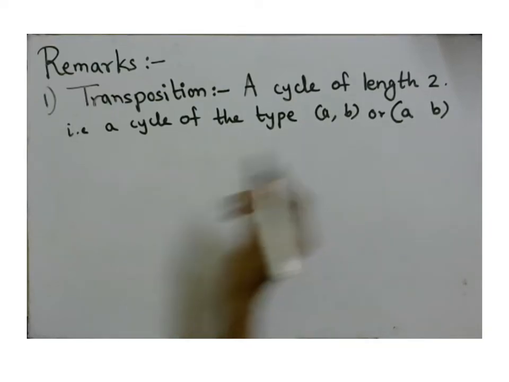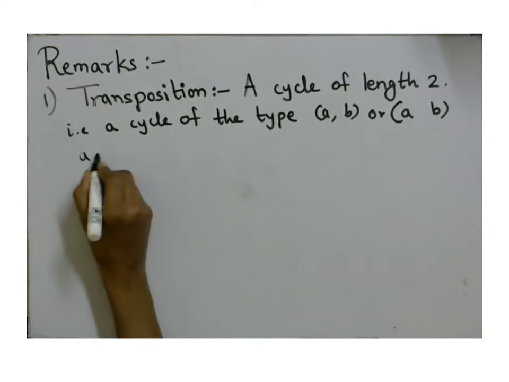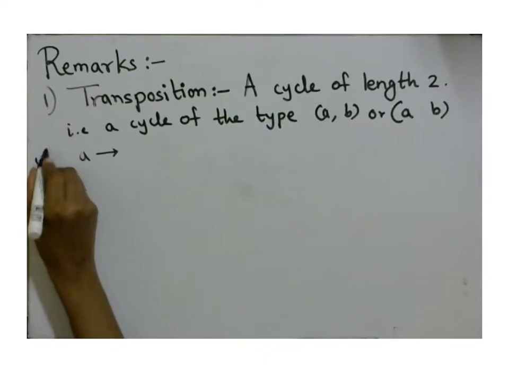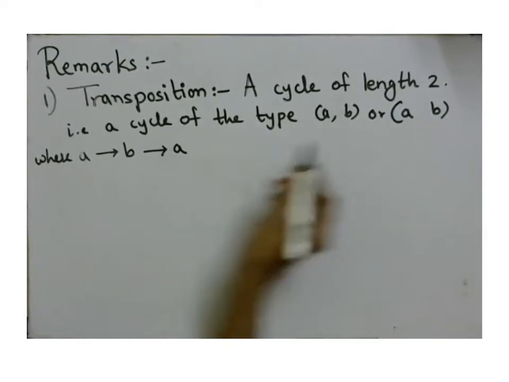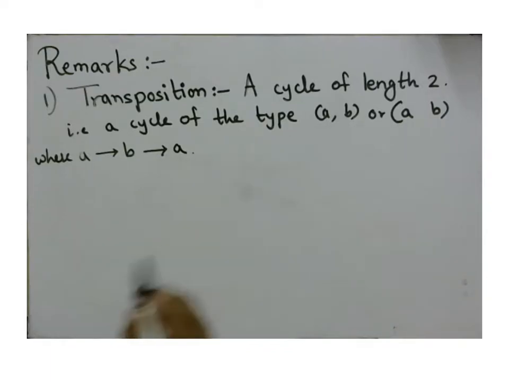So what is the meaning of this cycle? That a maps to b and b again maps to a. So you get a cycle of length 2.